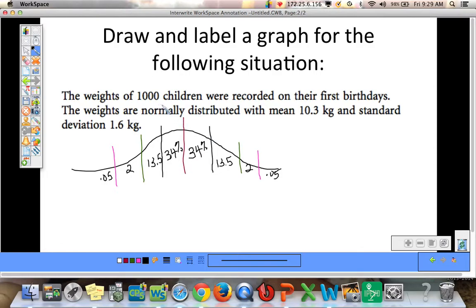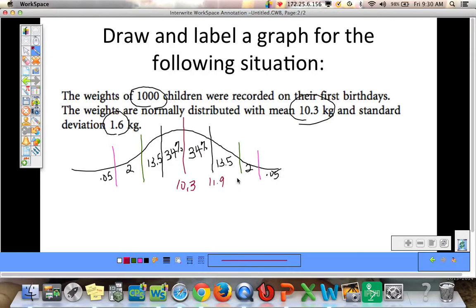Okay, we know right here we have 1,000 children, a mean of 10.3, and a standard deviation of 1.6. Let's put that in. Here's our average, 1,000. Oh, sorry, not 1,000. That's how many children we have. Our average is 10.3. Let's put that right here. And 1 standard deviation away, we're going to add 1.6 kilograms. So that would give us 11.9 kilograms.